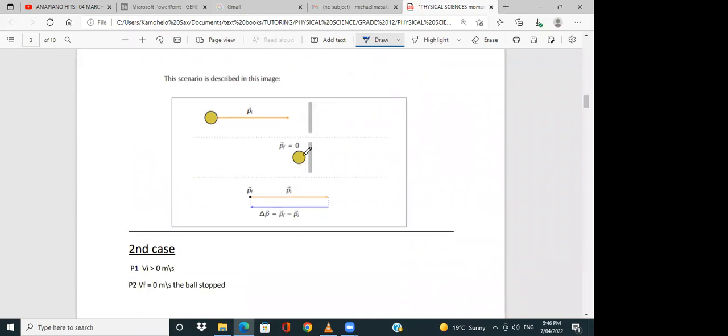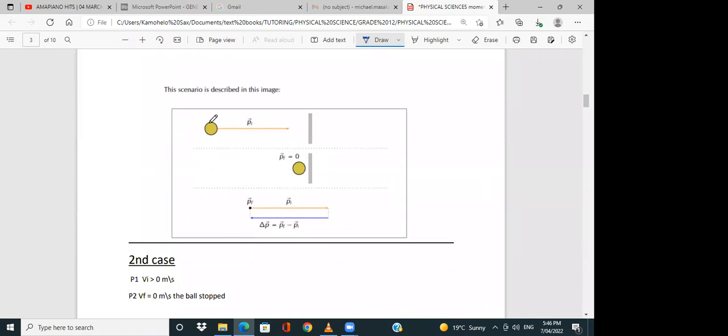Secondly, we have a scenario whereby our ball is going towards something. It's going towards our wall. Still W, guys. I'm still using my arrows here to depict my directions. Towards the wall, guys, positive. Away from the wall, it's negative.